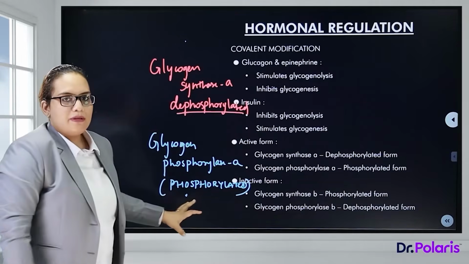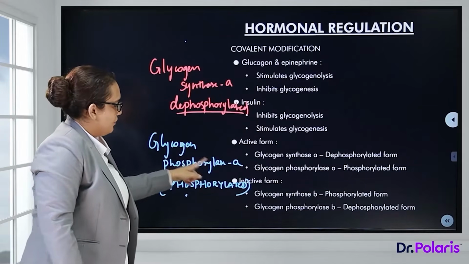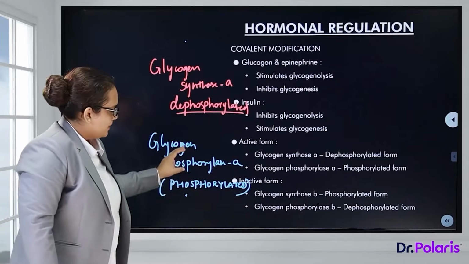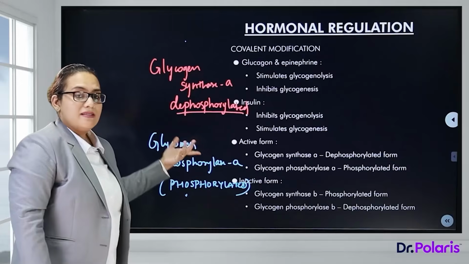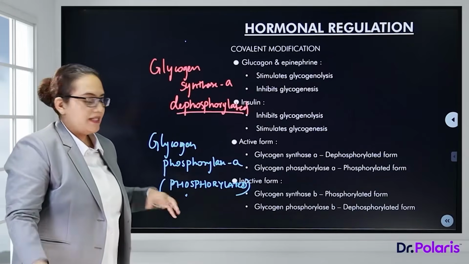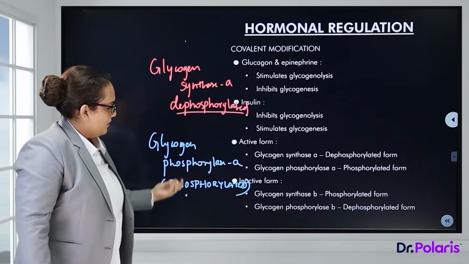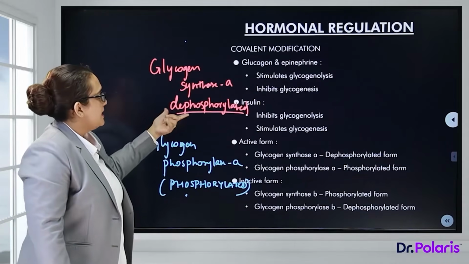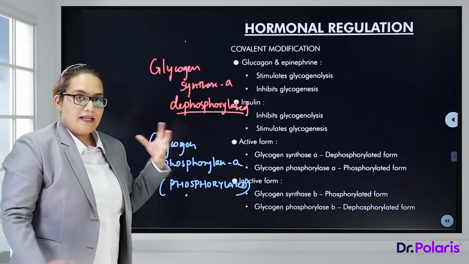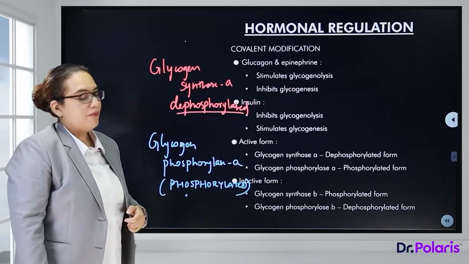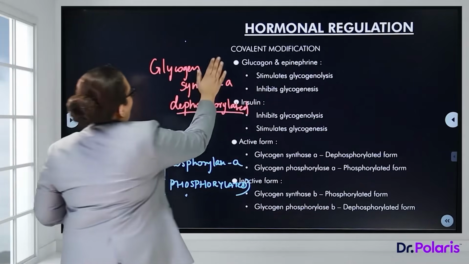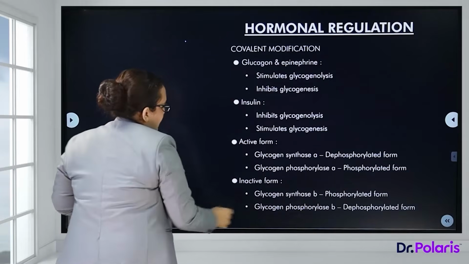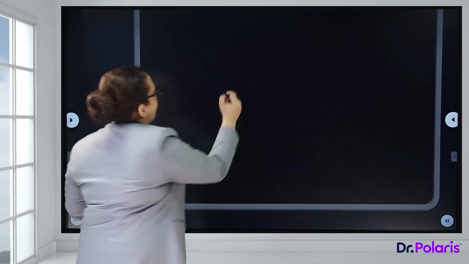So a simple way to remember is phosphorylase, glycogen phosphorylase, is always active in the phosphorylated form. This is one way you can remember which one is active, dephosphorylated or phosphorylated. So phosphorylase is always active in the phosphorylated form, whereas the reverse is true for glycogen synthase, where synthase exists as an active form in the dephosphorylated form. Now let's have a look at how covalent modification occurs. We'll start off with glycogen synthase.